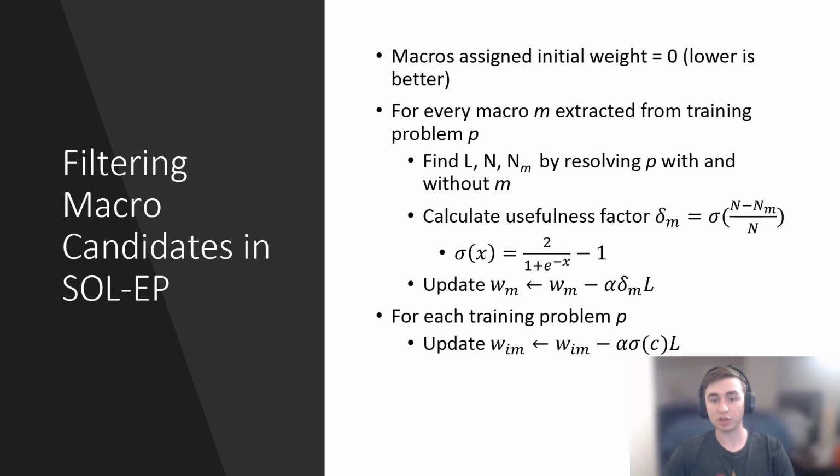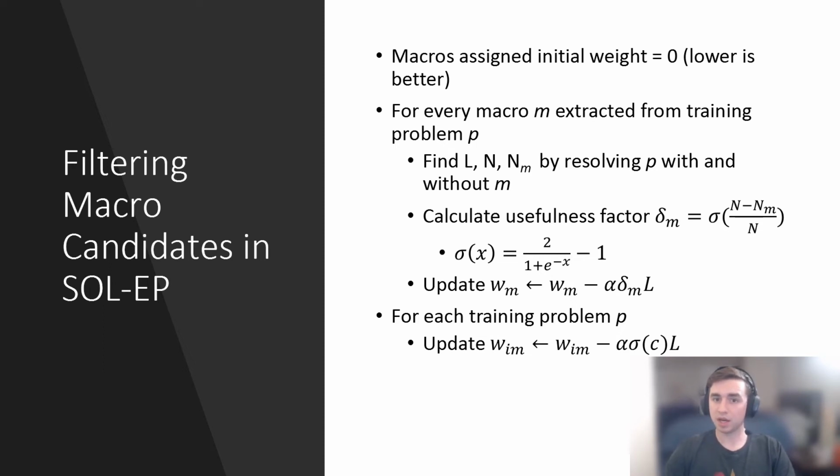Using these, the usefulness factor, delta m, is calculated by applying the sigmoid function, as shown below, to the quotient of the number of nodes saved by using m over the number of nodes expanded without m. Then, we update the weight for each macro by subtracting the learning rate times the usefulness factor times the length of the solution without macros. L is used to provide a difficulty factor, weighting macros that solve difficult problems more than those that solve basic problems.